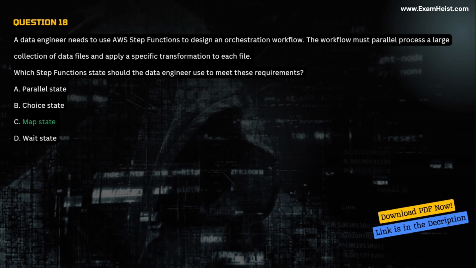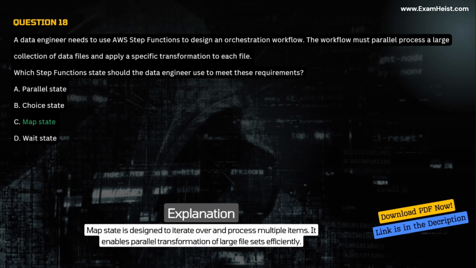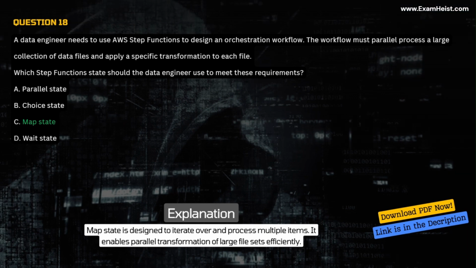Correct answer, C. Map state. Explanation. Map state is designed to iterate over and process multiple items. It enables parallel transformation of large file sets efficiently.